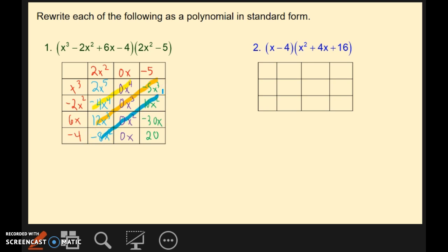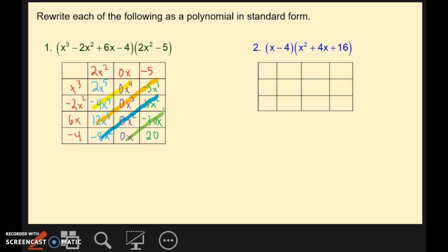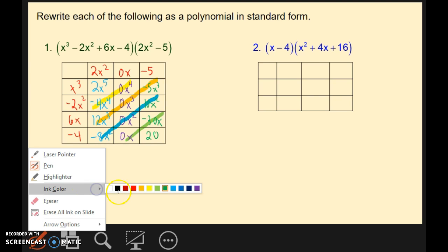And that's our x squared terms. I can finish this off using green for these guys here. And so the terms that are along the diagonal are my like terms. So my next step is to take those terms and actually put them together.